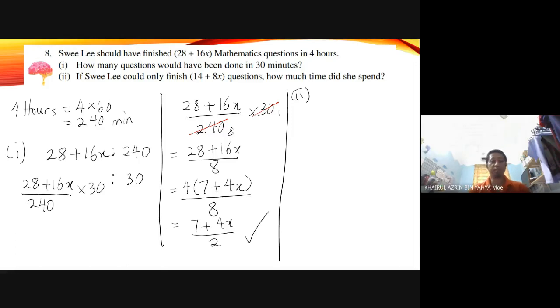I want to use the answer. Okay, so how? To get the time that she spent for 14 plus 8x questions, what we do, we divide. Okay, so 14 plus 8x. This one, we divide with our answer in 1, 7 plus 4x divided by 2. Okay, so we divide.